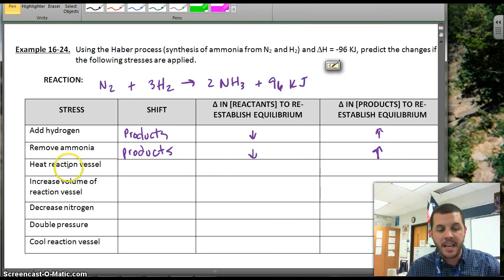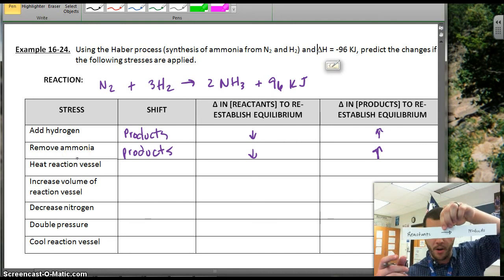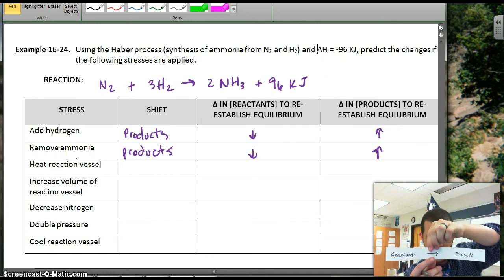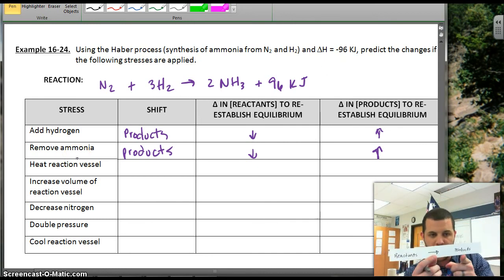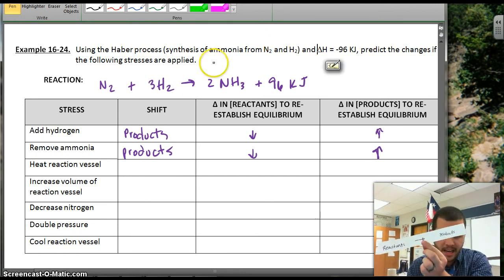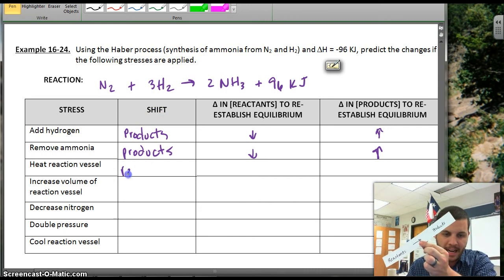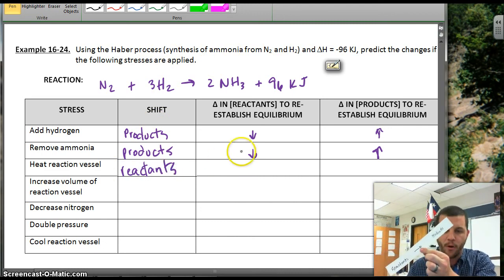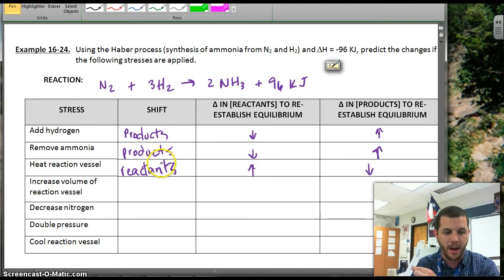What if I heat the reaction vessel? If I heat it up, I know that heat is a product, so I'm increasing the heat, and therefore I'm basically increasing the products. So this is going to shift to make more reactants. I'm shifting to the reactants side, so I need to increase my reactants and decrease my products.